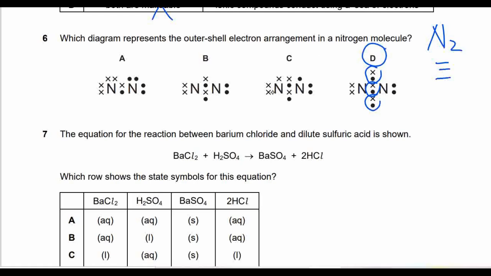And this N has 8 electrons as a result of sharing 3 pairs. So does this N. So this is the correct configuration, D.